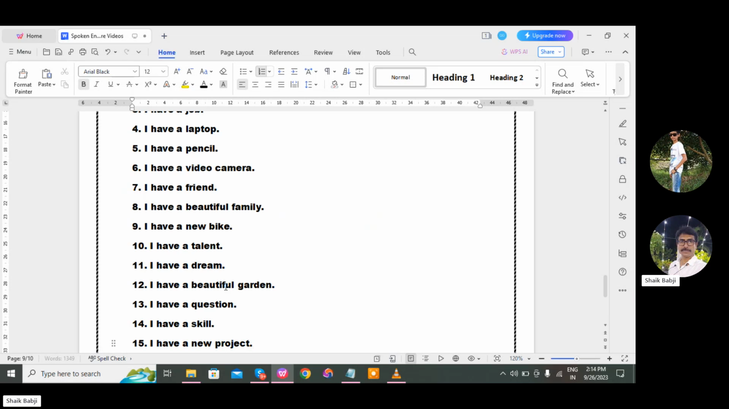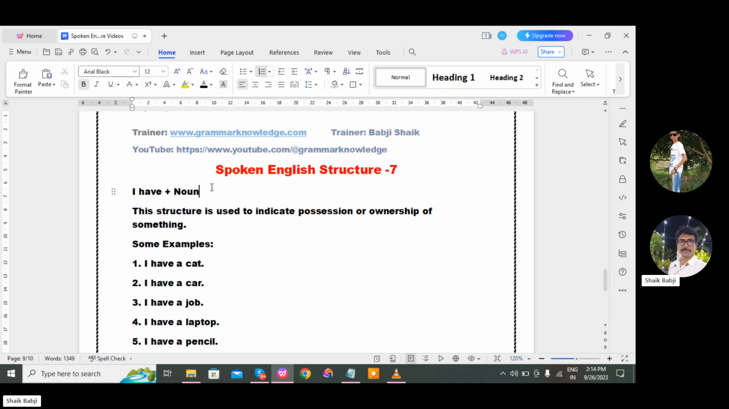Okay, in this way we can create as many examples as we can. This is the structure. I have plus noun. After I have, we have to use noun. Okay. So what is the structure?